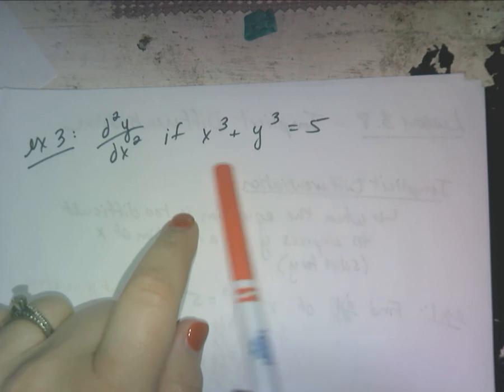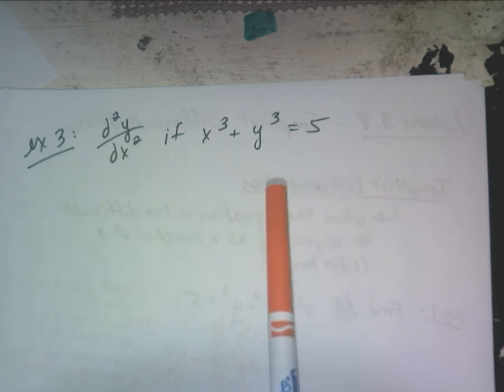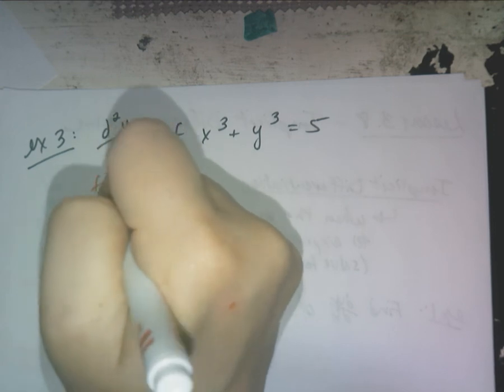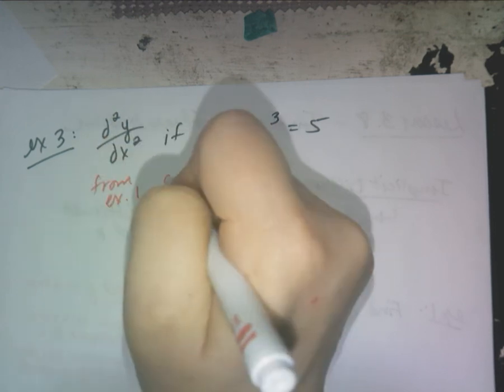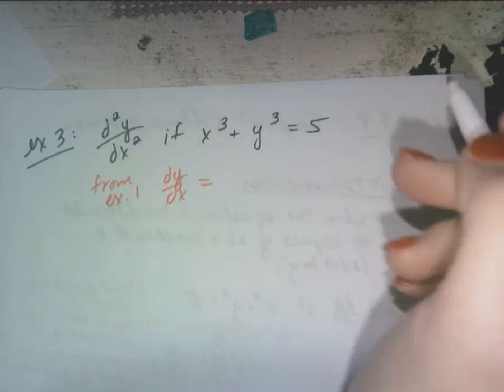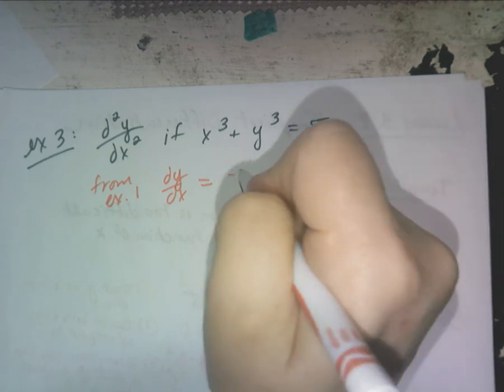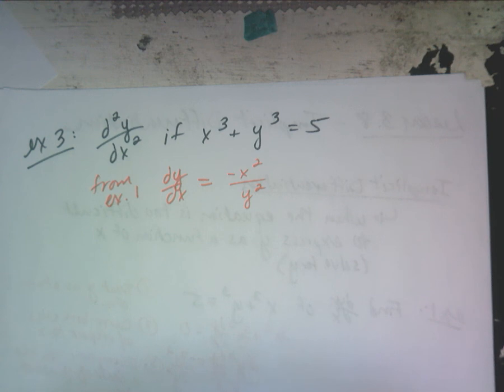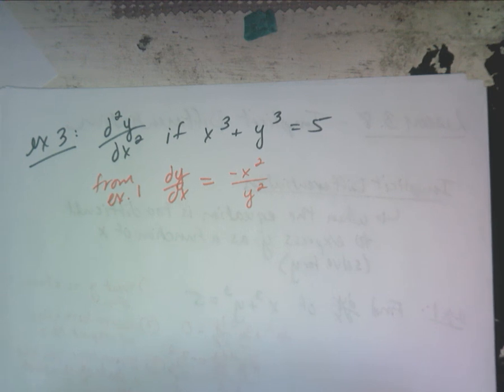Didn't I already take the derivative of this? Yeah. Go back to your example 1. Isn't it there already? Okay, so let's rewrite that down from example 1. The dy/dx was, let me go back, negative x squared over y squared, right? Okay, so that is the first derivative. Now we're going to take a second derivative because that's what it's asking for.